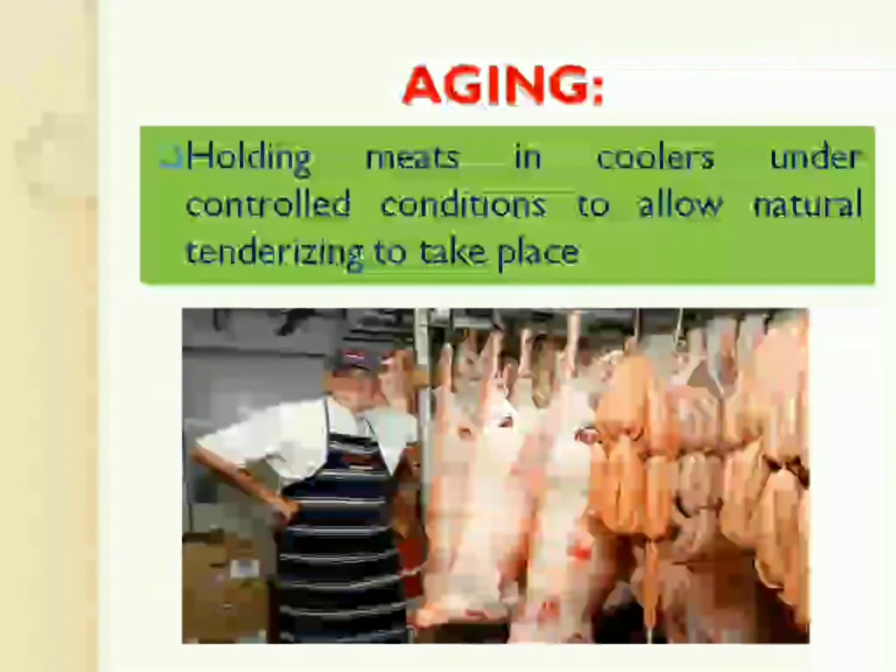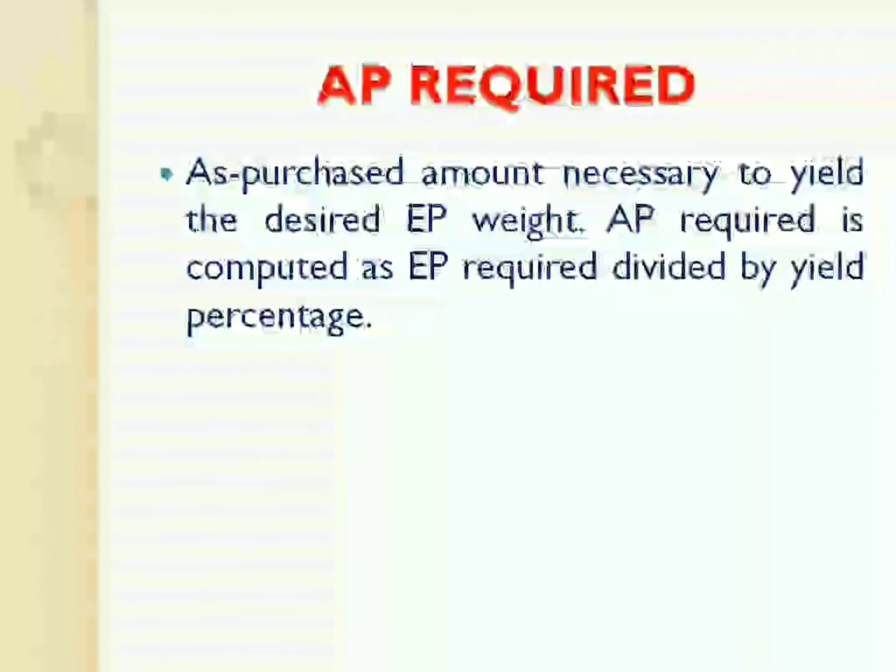Next is AP. AP stands for as purchased, and it is necessary for calculating the yield of the desired edible portion weight. AP required is computed as EP required divided by yield percentage. This is the formula for how we calculate AP required. Basically, whatever raw material we purchase from the market is known as purchased required. Clear?